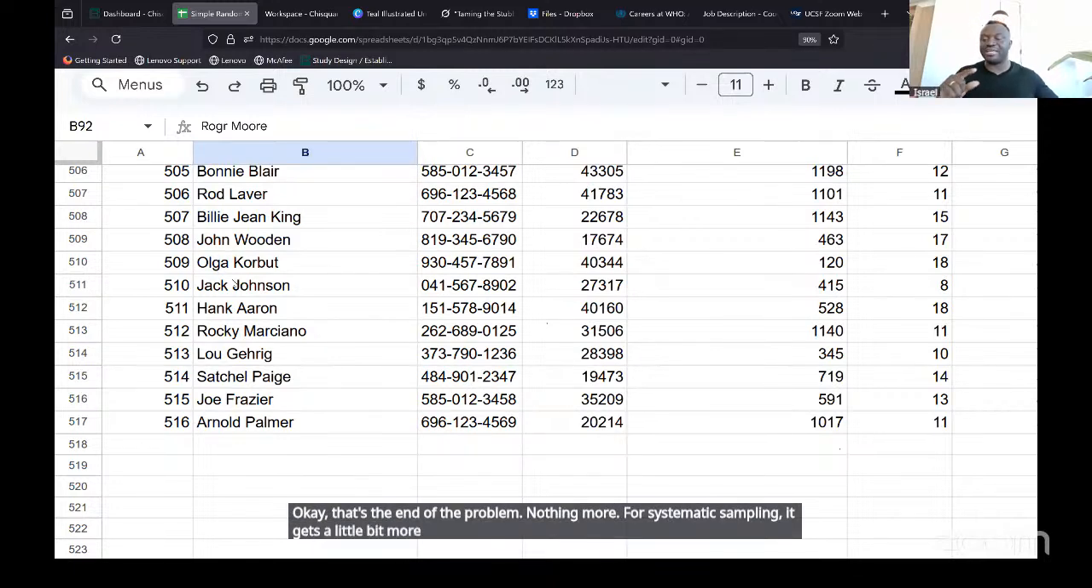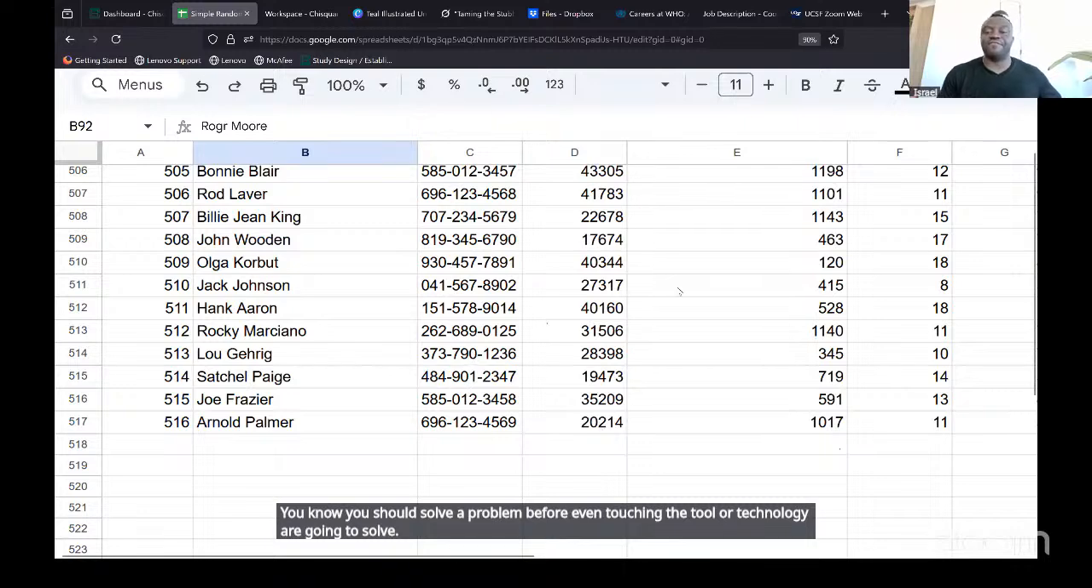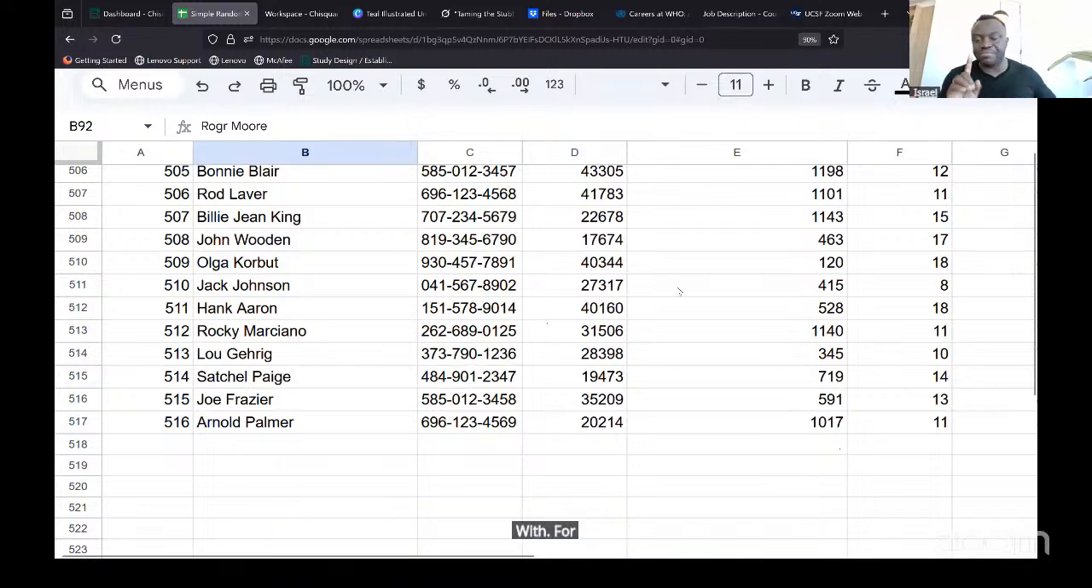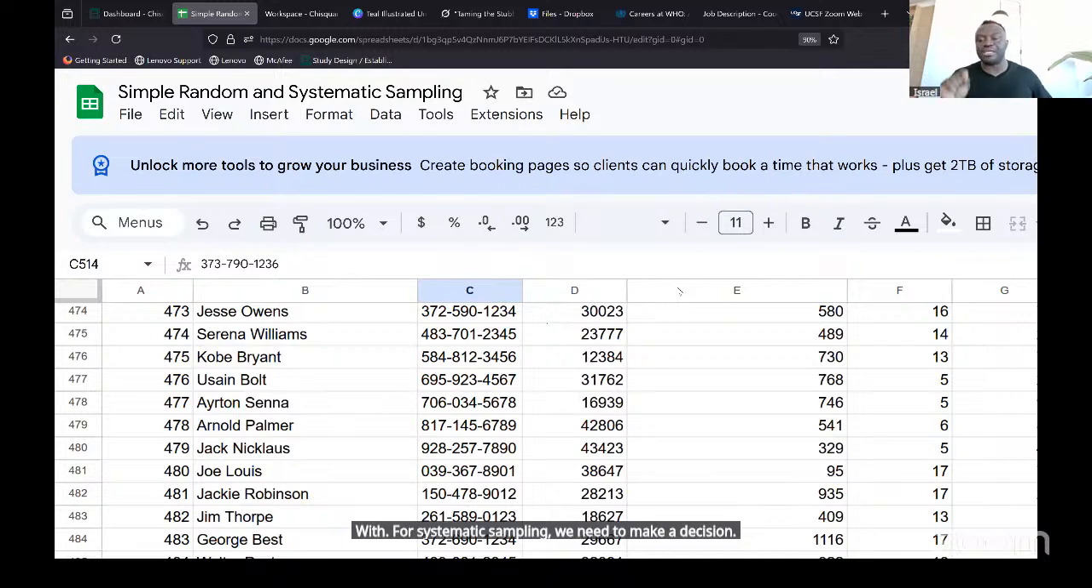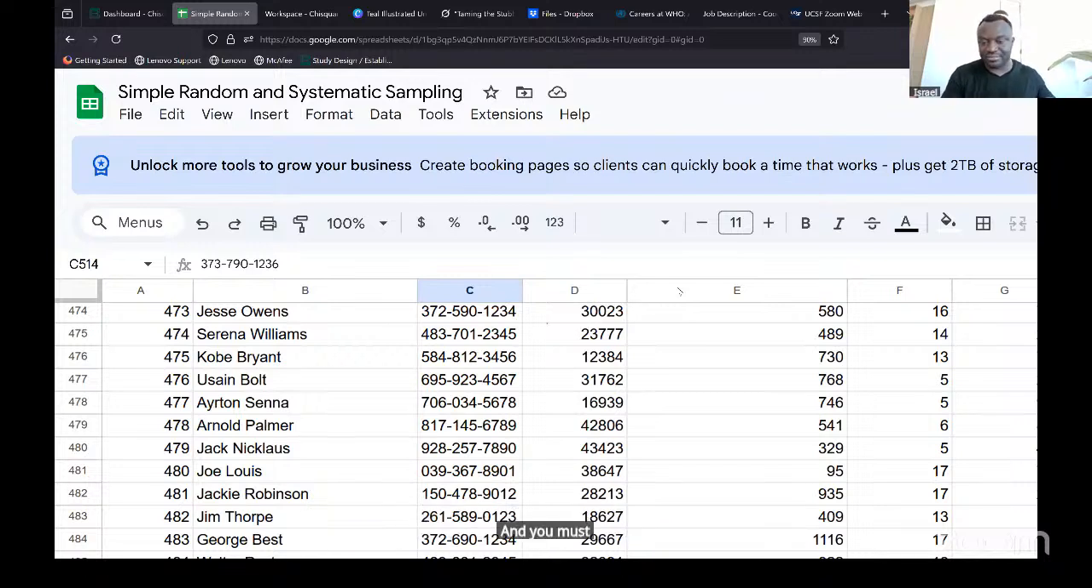For systematic sampling, it gets a little bit more tricky. We need to worry about a little more things which we want to agree on before we get in there, so that we don't, you should solve a problem before even touching the tool or technology you're going to solve with. So for systematic sampling, we need to make a decision. What are we going to sort the data on? Remember that for systematic sampling, we say it is the only sampling technique that is affected by how you sort the data, by how you sort the sampling frame. And you must sort the data on something, right?